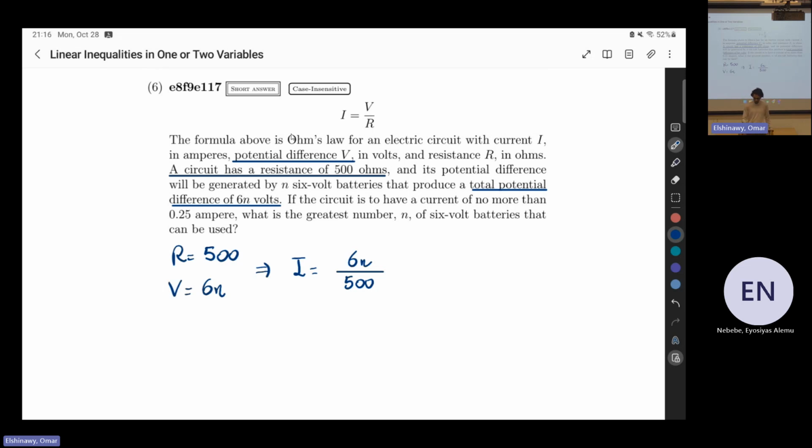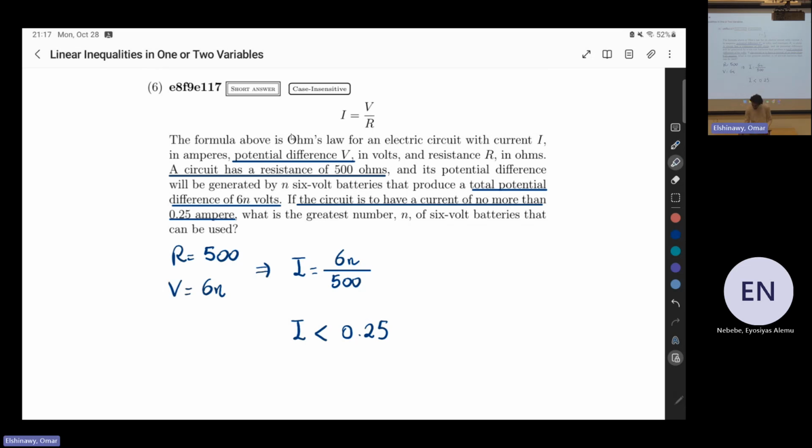Yeah. So we have this result. We see that the intensity depends on n. So that's a good start. Now let's go on and read the rest of the question. It says that the circuit is to have a current no more than 0.25 amperes. So amperes are related to I. I is the quantity in amperes. So we would like I to be less than 0.25. Because we said no more.